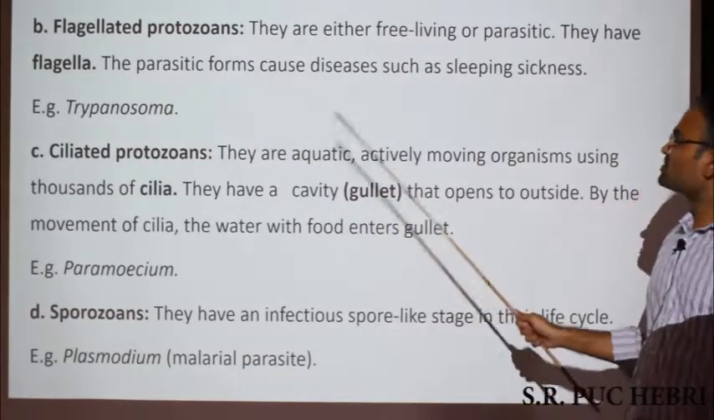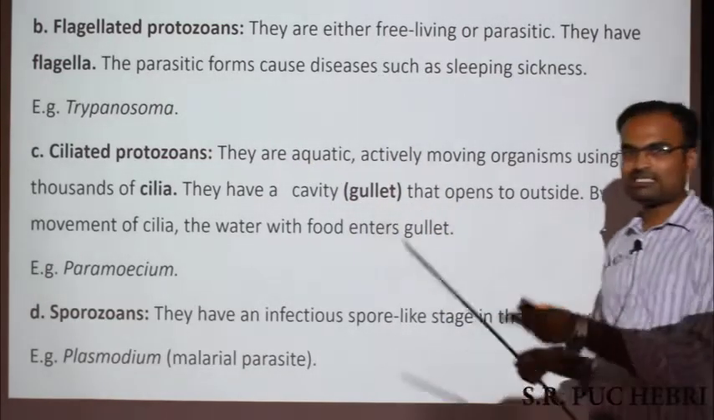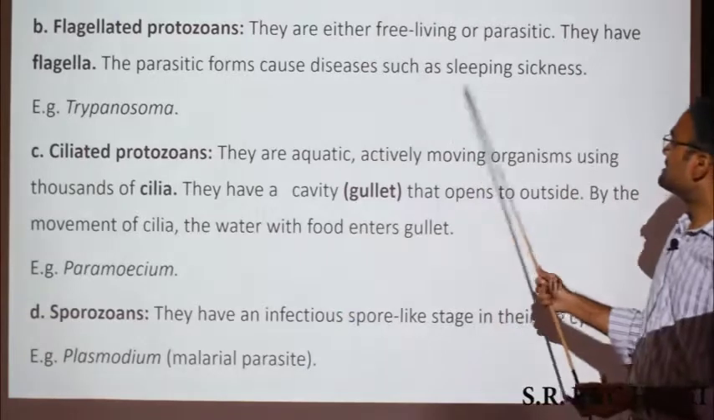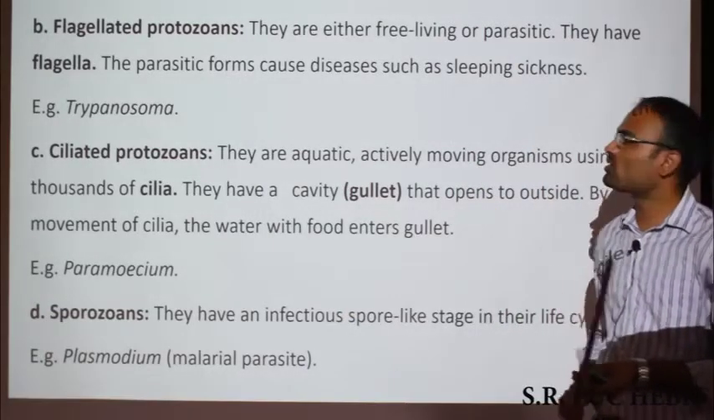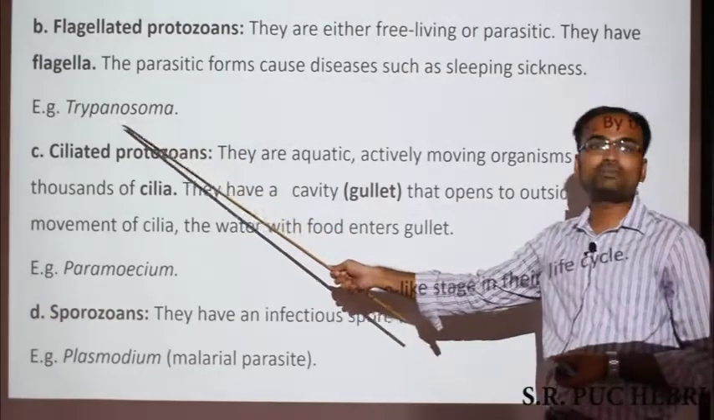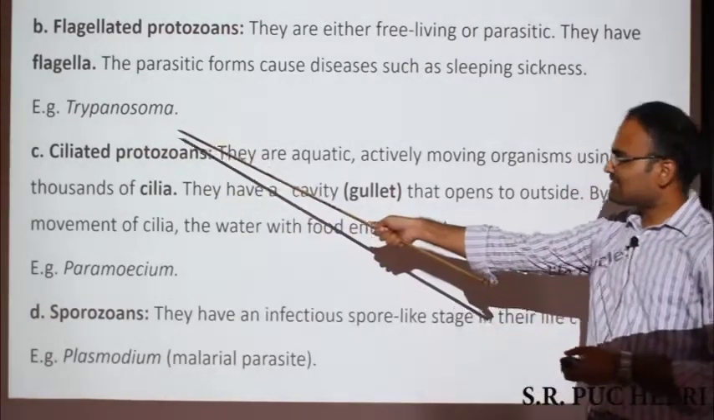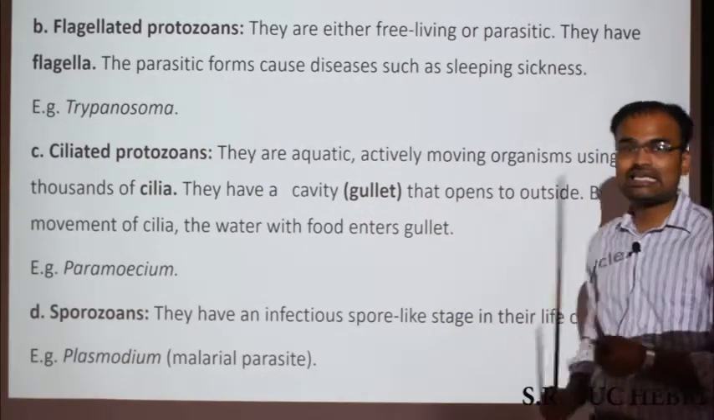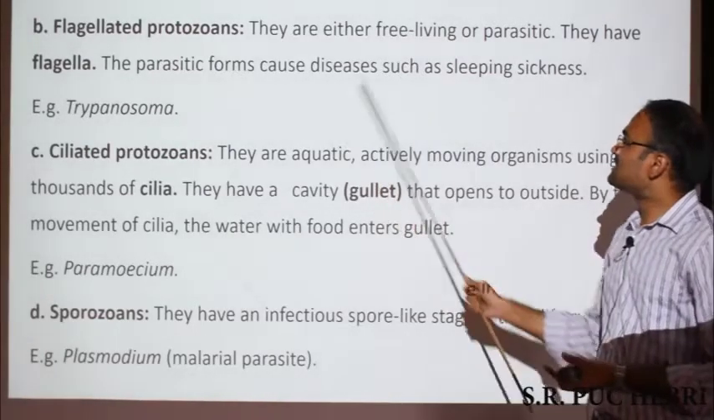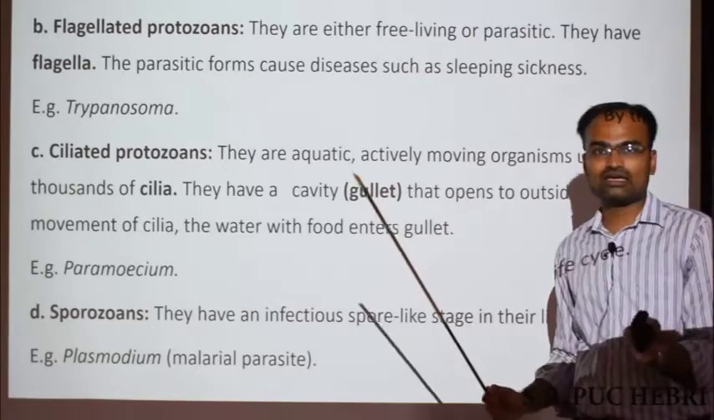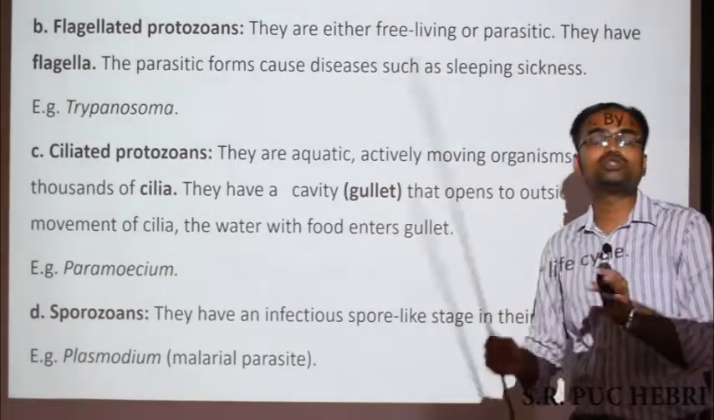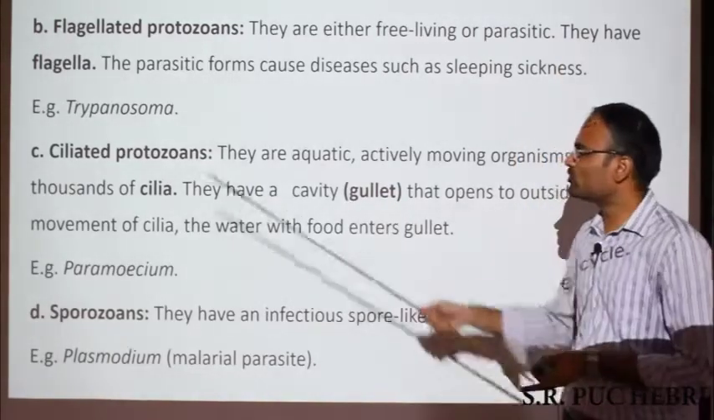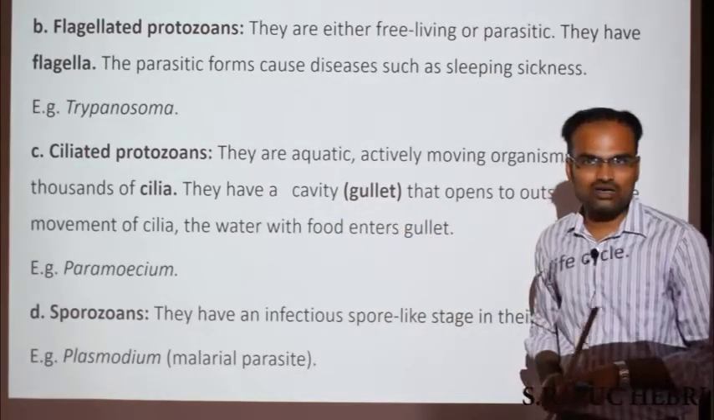The parasitic forms cause diseases. The flagellated protozoans which are parasites cause disease only, such as sleeping sickness. Example, the disease-causing flagellated protozoan is Trypanosoma. This Trypanosoma causes a disease called sleeping sickness in human beings. Sleeping sickness does not mean it induces sleep. It means severe joint pains occur all over the body. Wherever we have joints, we get pain due to the infection of this Trypanosoma.